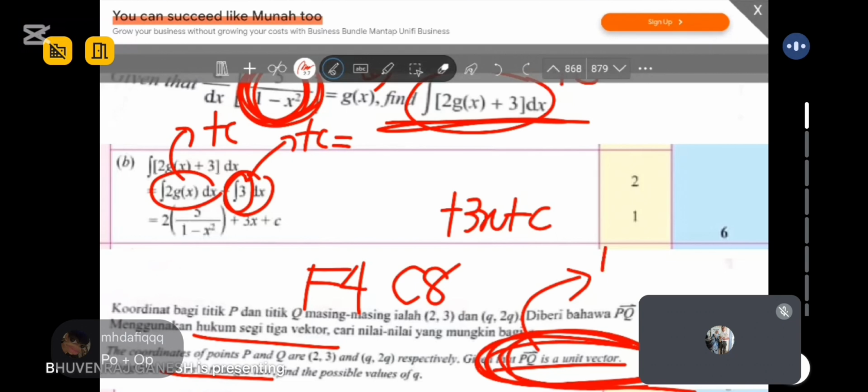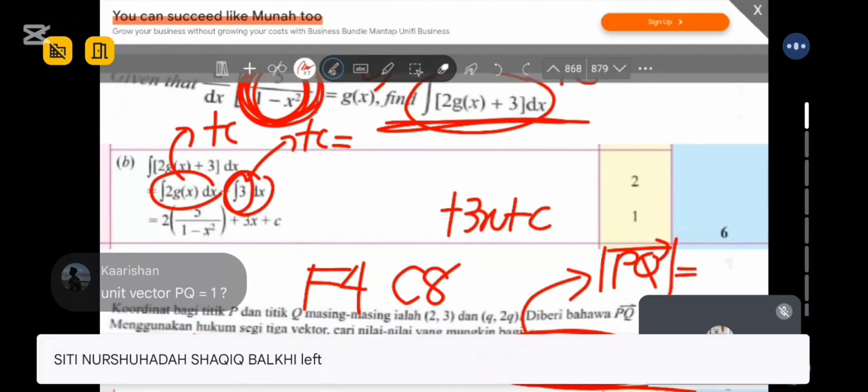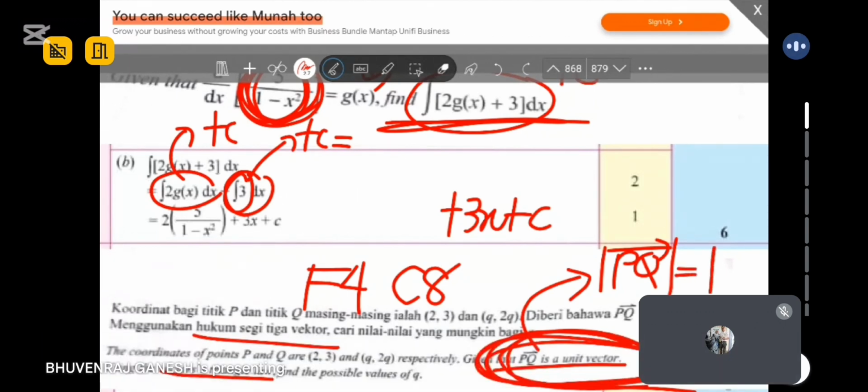First step guys, whenever you talk about unit vector, the meaning of unit vector is, yes, correct Karishan, it is equal to 1. Do you all understand? This is the equation you can form. This is a very important sentence. If you don't get this one, you cannot solve the question.